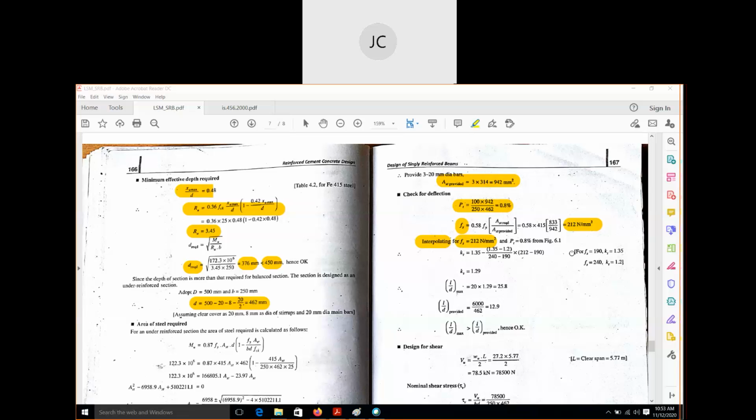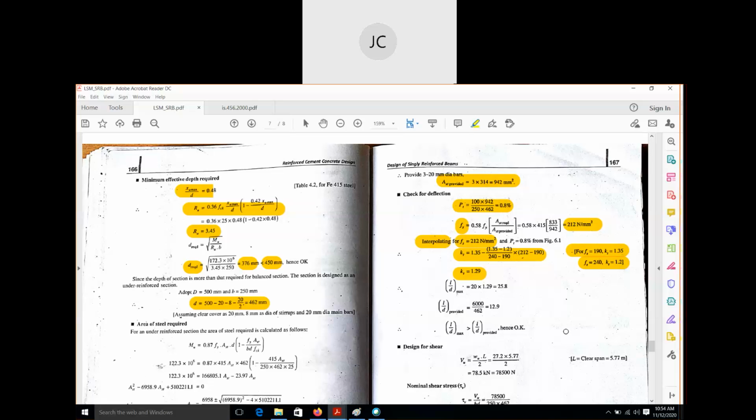Okay, so you can see here for Fs equal to 190 it is 1.35, and for Fs equal to 240 it is 1.2. Now we need the value at Fs equal to 212. We don't need these values, but we need a value between 190 and 240, that is our 212. So there is a simple calculation and the method is known as interpolation. If you use the calculation, we will get the modification factor value as 1.29.